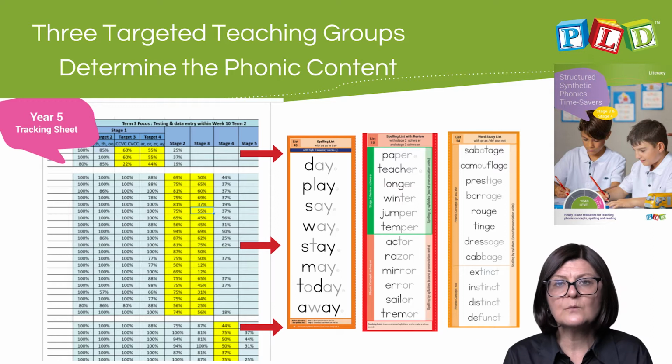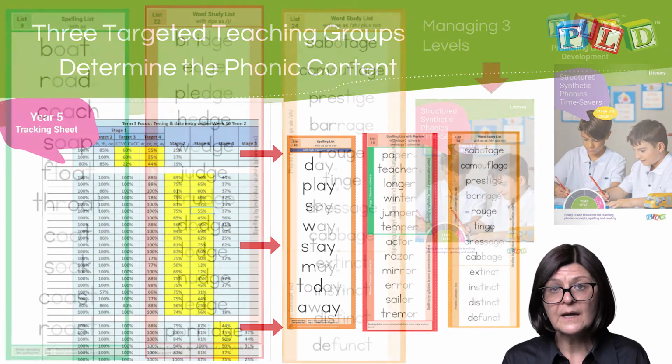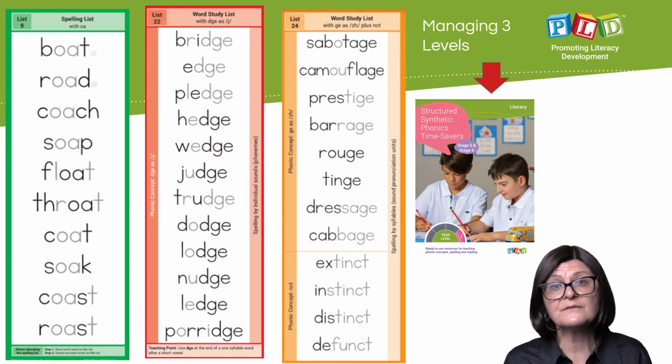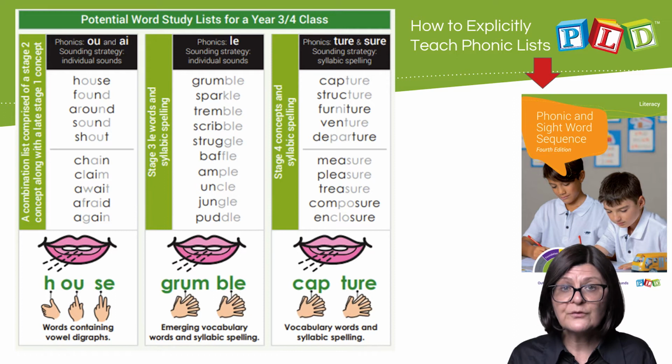So PLD will recommend 3 targeted teaching groups, not 6, but 3. And whether those words are drawn from the Time Savers books or the phonics sight word sequence, but 3 levels.